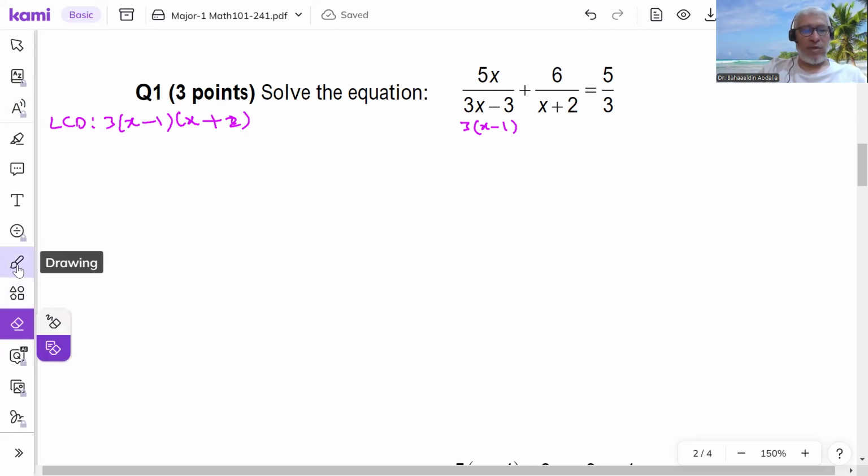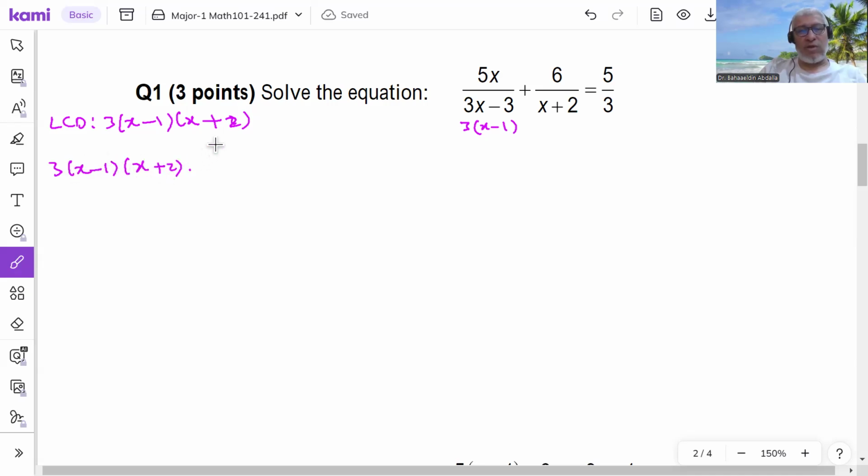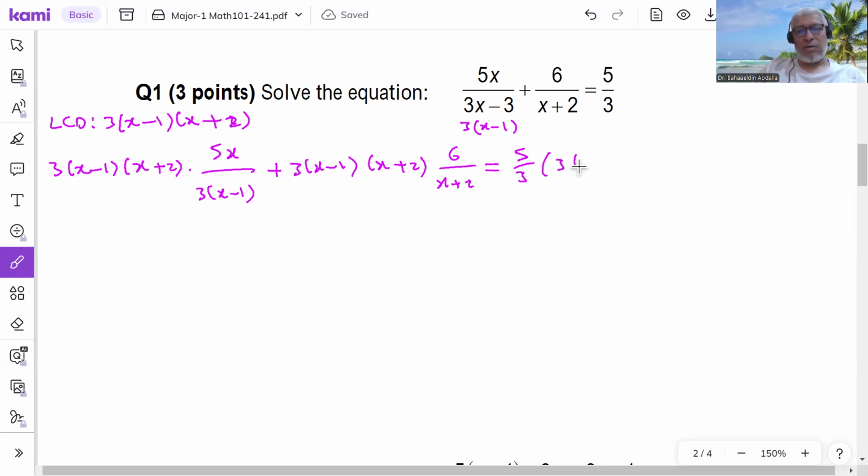If I multiply by this quantity, I will get rid of all the denominators. So let us multiply the first term by 3 times x minus 1 times x plus 2, and then the second term, and also the right-hand side should be multiplied by the LCD.